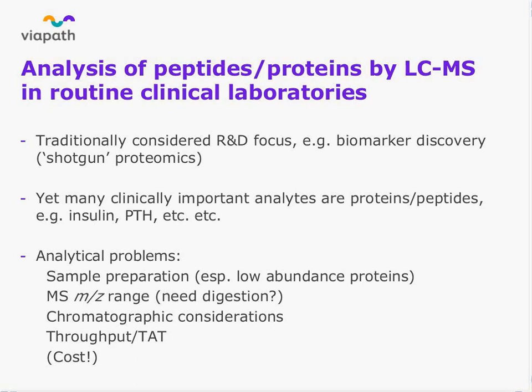So if we just take a step back and we consider the use of LC-MS in clinical laboratories, really, for the analysis of peptides and proteins, I think there's still this opinion, and in some ways it is a correct opinion, that proteomics is really still confined to the R&D laboratories. So there's lots of work still ongoing with regards to proteomic mass spectrometry for biomarker discovery. And yet this is despite the fact that actually we're interested clinically in a number of important analytes that themselves are proteins or peptides. Insulin is one, but there are many others, including, for example, PTH, and many others.